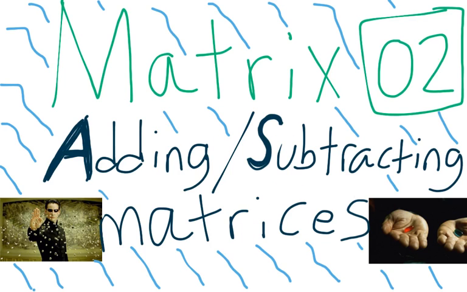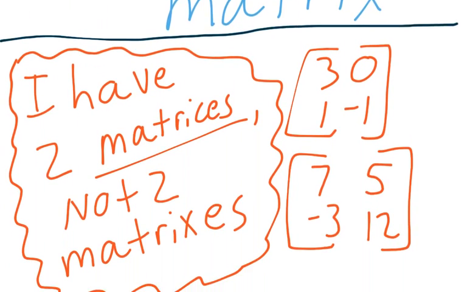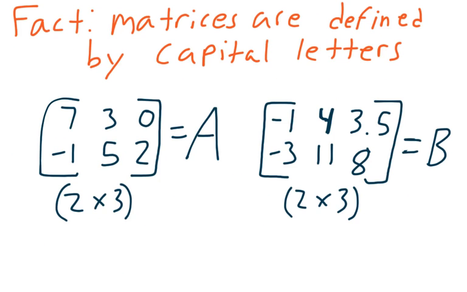Matrices? What is that word? Matrices. It's the plural of matrix. So, for example, look down here. There's a matrix. There's a matrix. I have two matrices, not two matrixes. It's kind of like axis and axes. When you graph with coordinates, matrices, that's plural. So let's go on to the first example.